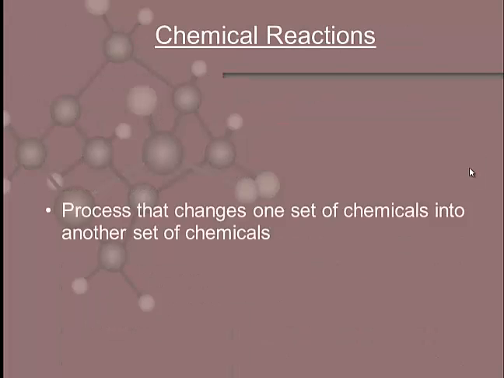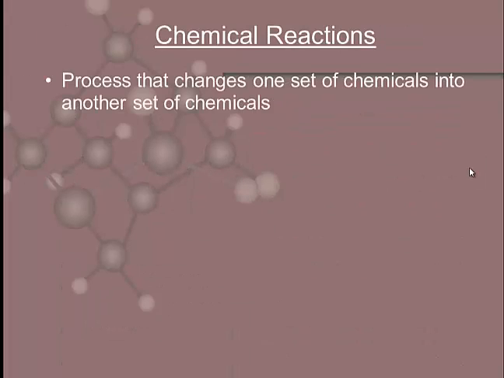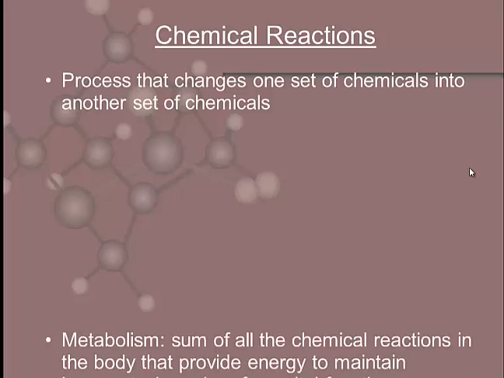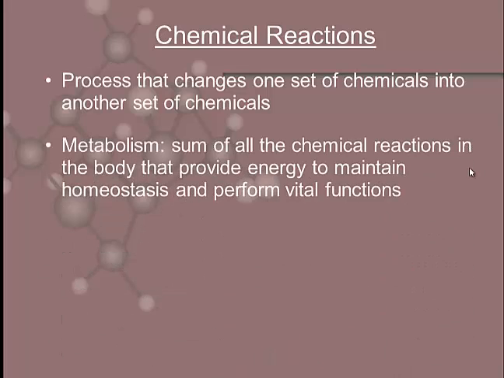So when we talk about chemical reactions, basically we're going to be changing one set of chemicals into a different set of chemicals, and we do different kinds of chemical reactions in the body. So we talked about this before. Metabolism is all of the chemical reactions that the body does in order to get energy and provide homeostasis, and to perform all the vital functions. So every chemical reaction that your body does constitutes part of its metabolism.